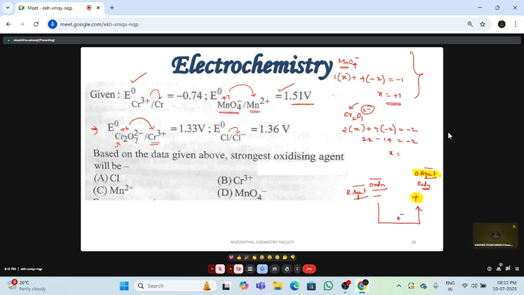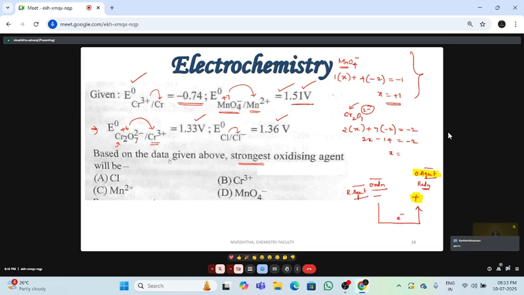If the metal has to act as an oxidizing agent, then the electrode potential value has to be positive. Okay, here let us compare the values. Here it is -0.74. Here it is plus 1.51. It is plus 1.36 and it is plus 1.33. And here they're asking for the strongest oxidizing agent. For the strongest oxidizing agent, the value has to be more positive, right? Among these 4 values, which is the more positive value? Which got more positive? 1.51.